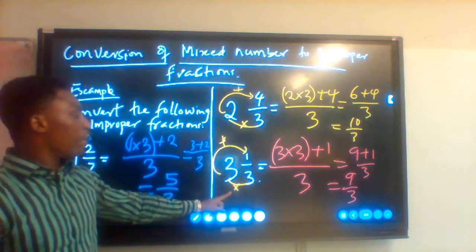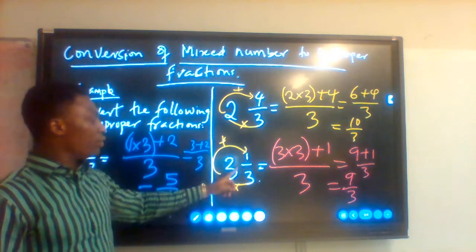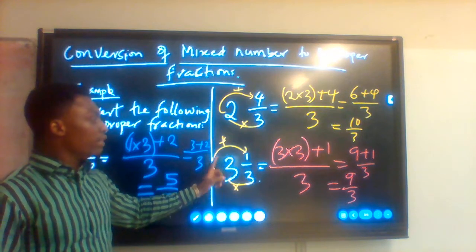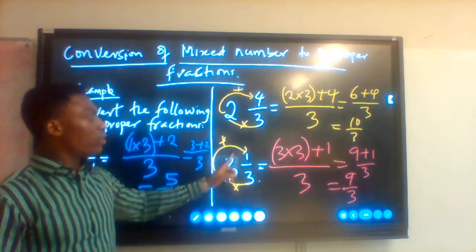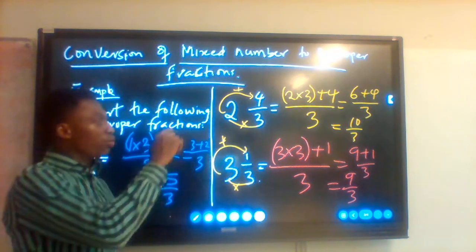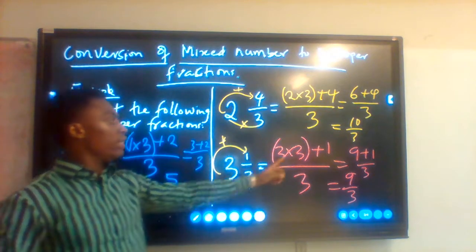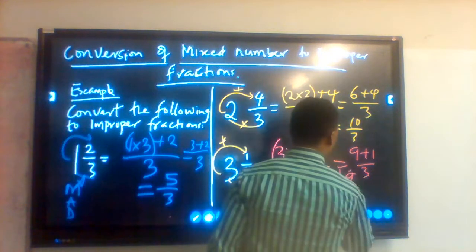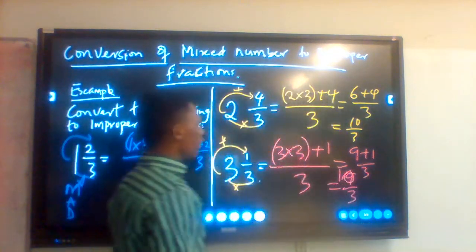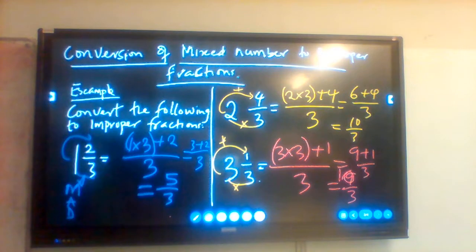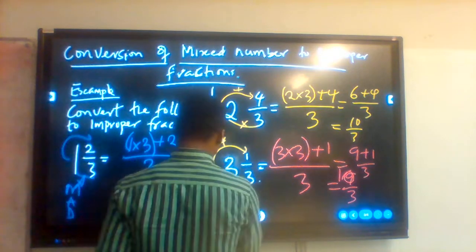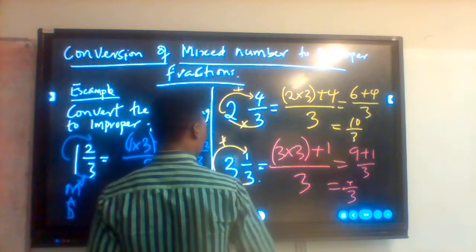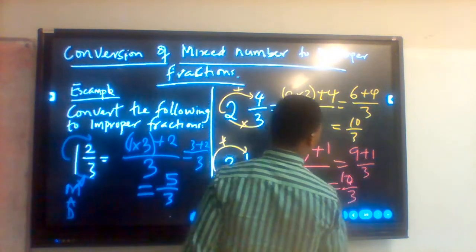And in the last example, we have 3 whole number, 1 over 3. The denominator will multiply the whole number, which will be 3 times 3, and the numerator there is 1 plus 1. And 3 times 3 gives us 9 plus 1, which will give us 10 over 3. What a great coincidence. The second example is 10 over 3, and the last example too is 10 over 3.